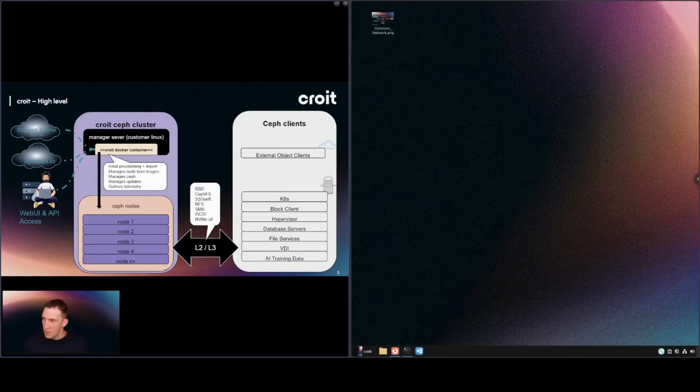So this is kind of a high level overview of what this would look like in perspective to you, your management of it, its management of the Ceph nodes, and then also the services that it provides to Ceph clients. So that would be RBD, CephFS, S3, NFS, SMB, iSCSI, and NVMe over Fabric. This can be done in the same subnet, and this traffic can also be routed to provide these services to your clients.